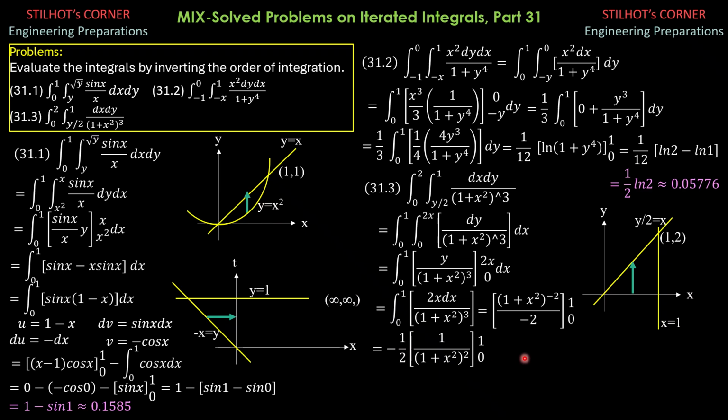So negative 1 half of 1 plus 1 squared is 2, 2 squared. So negative 1 half of quantity 1 over 1 plus 1 squared minus lower limit 1, because the denominator is 1 plus 0 squared, so it's still 1. So 1 over 1. So that's negative 1 half of quantity 1/4 minus 1, so negative 3/4. 1/4 minus 1, so negative 1 half times negative 3/4 is positive 3/8. So that's it for this video.